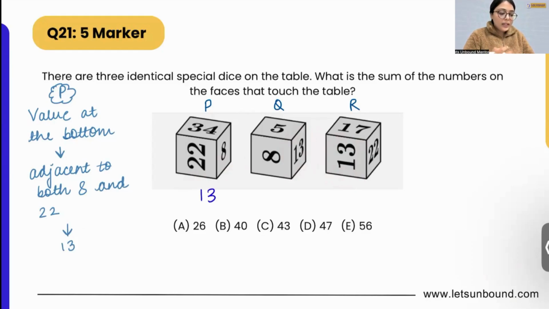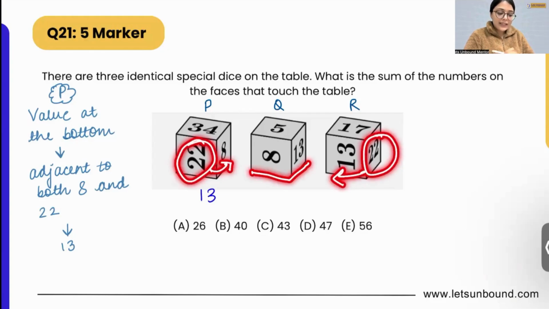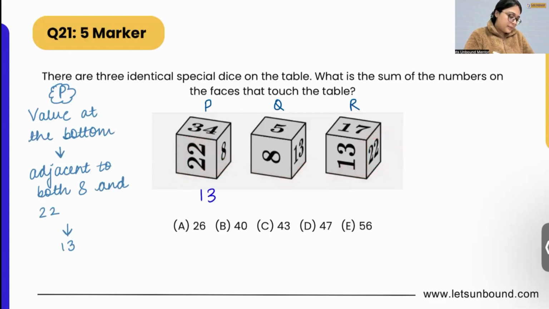Okay. Similarly, let's look for Q and R. For Q, we have 2 digits visible, that is 8 and 13. With the help of the other 2 dice, can you see what will be adjacent to 8 and 13 both? So we see that 22 here and here, they are adjacent to both 8 and 13. That means definitely 22 should be at the bottom, right?